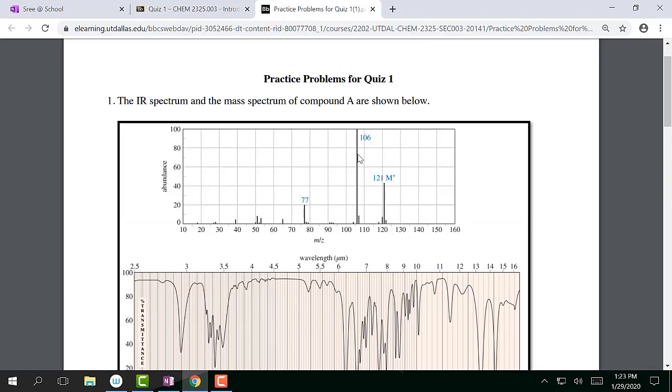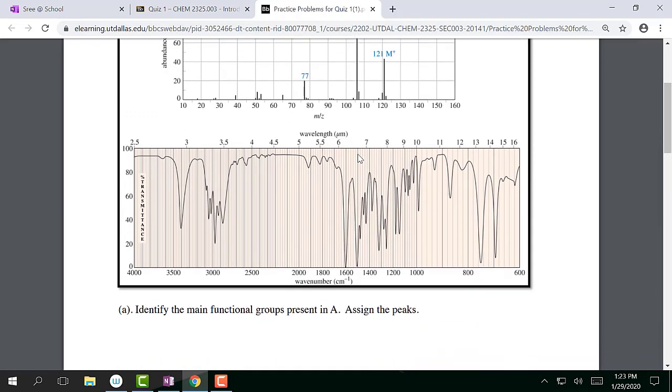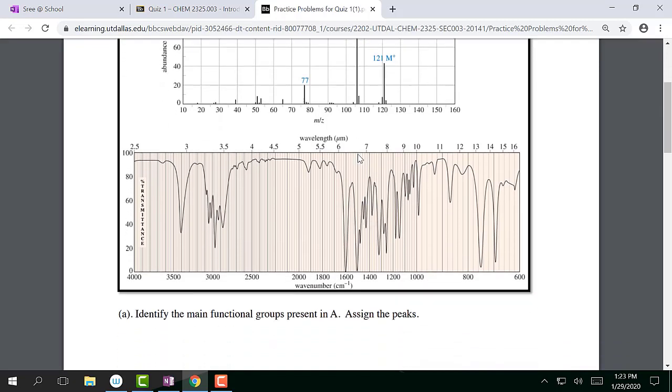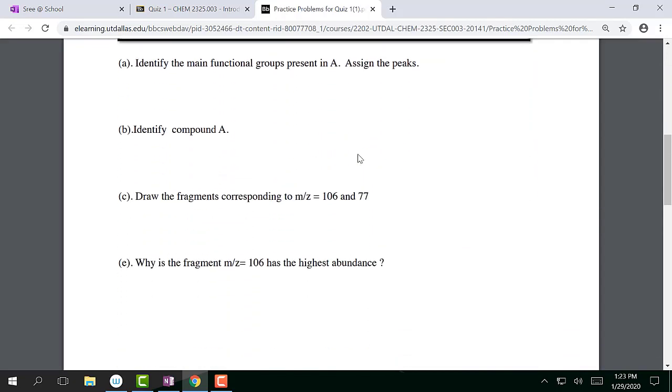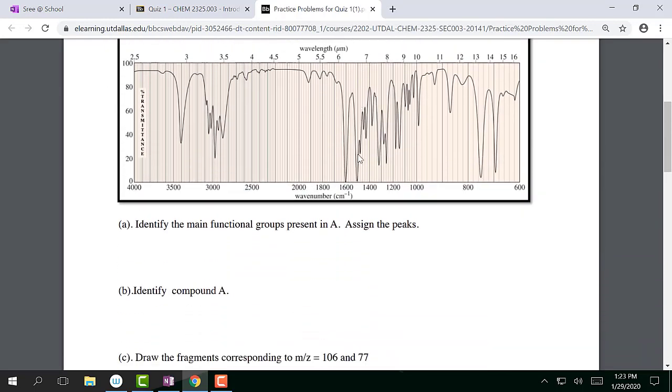But other than for ranking and stuff, you don't really need to know what's base peak or whatever. Any questions on that so far? So we've done all of number 1 so far. Okay. So was that too hard? Too easy?